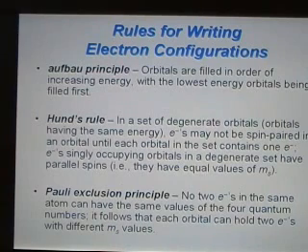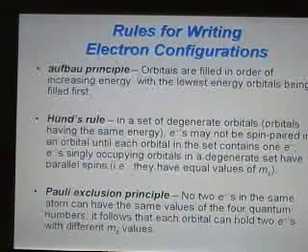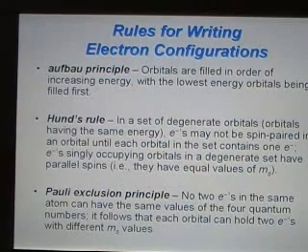The third rule is called the Pauli exclusion principle. No 2 electrons in the same atom can have the same values of n, l, m sub l, and m sub s. It follows that the minimum that 2 electrons can differ by is the m sub s value.